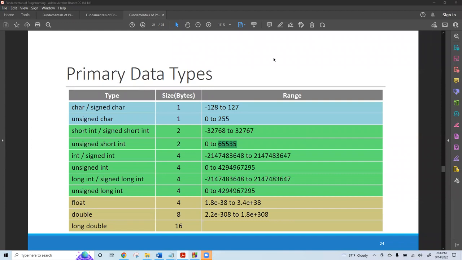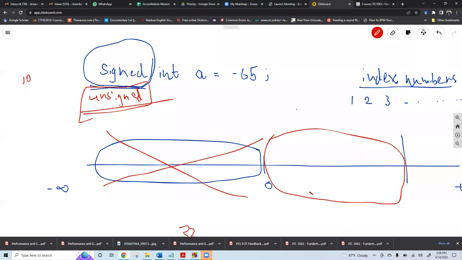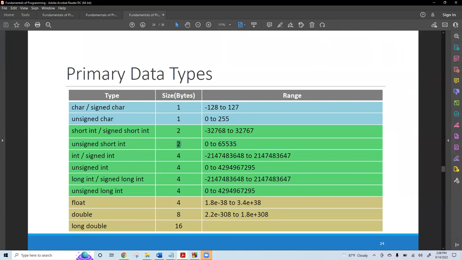Yeah, exactly. Right. We already discussed these things. How many bits are available? Two bytes. That means 16 bits. So then, how many different numbers can we represent from 16 bits? 2 to the power 16.